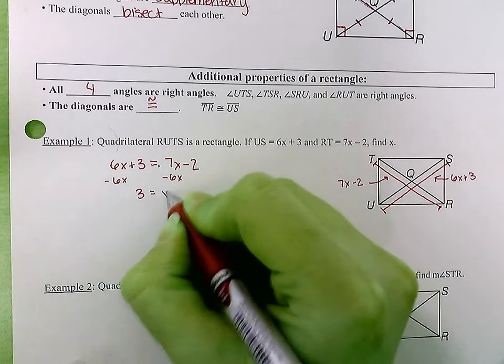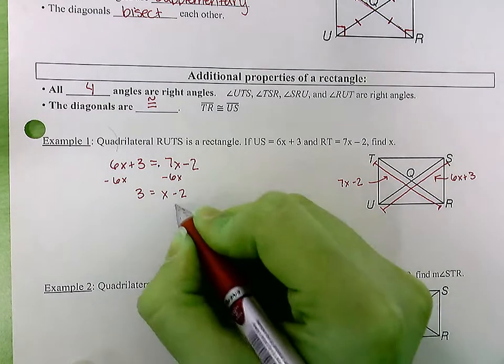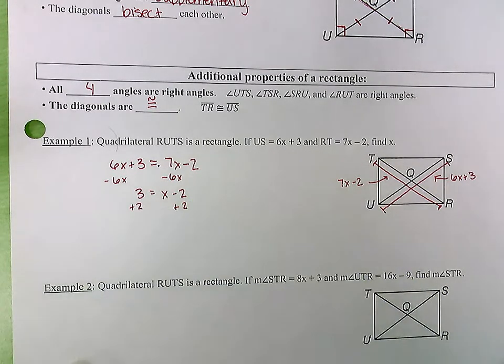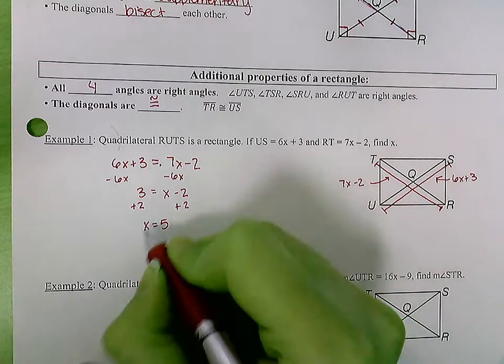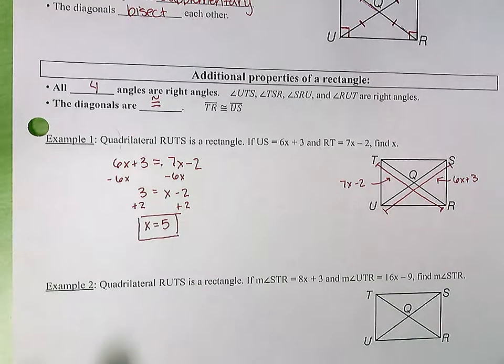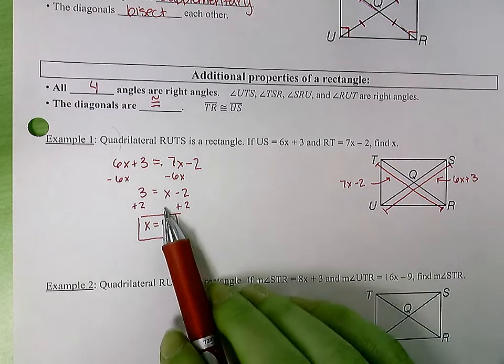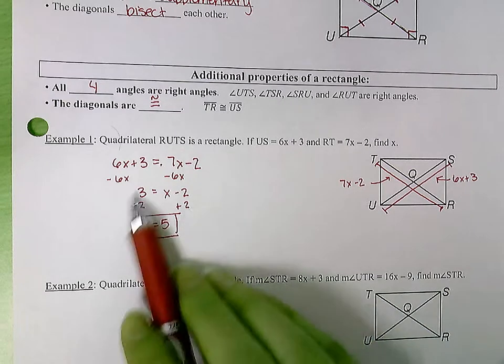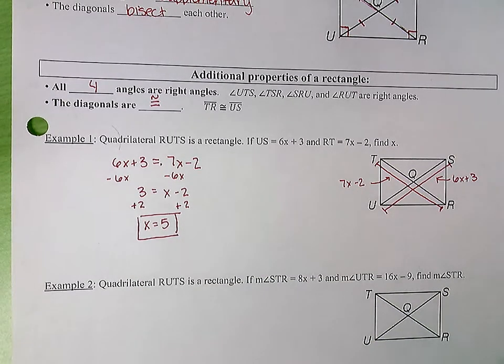So I have 3 is equal to x minus 2. I'll add 2, and x will be equal to 5. I'm getting x by itself, so I added 2, add 2. Questions on our first example? Shh. Just because I finished an example doesn't mean you get to start talking.